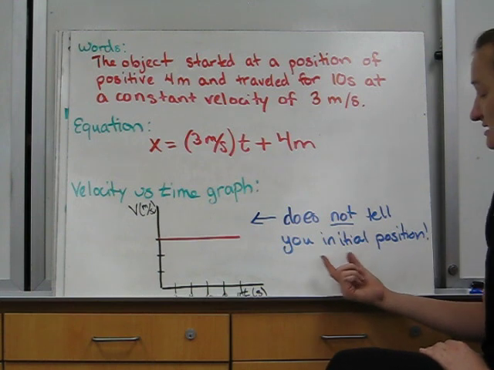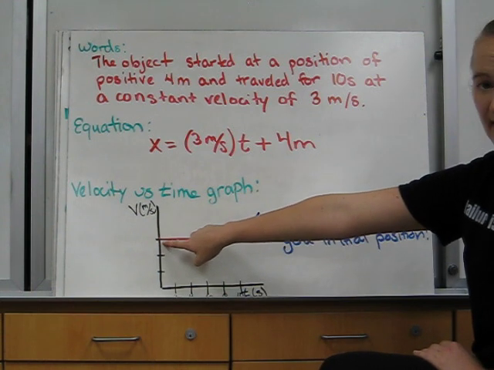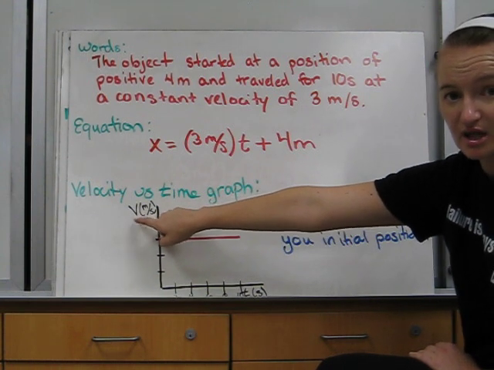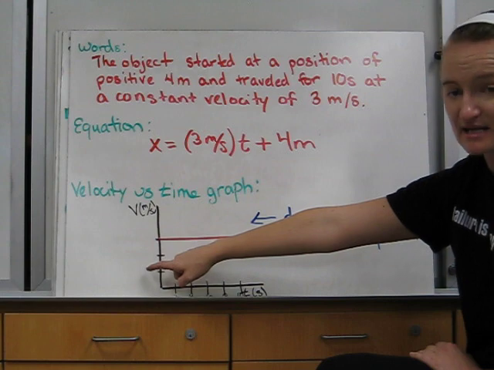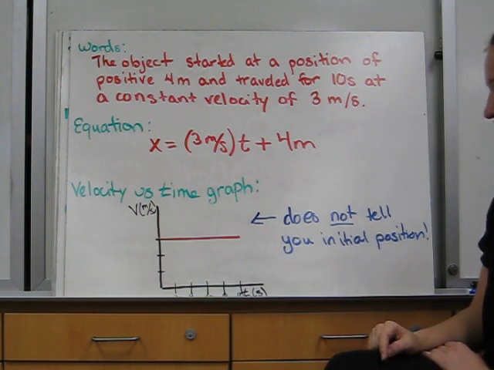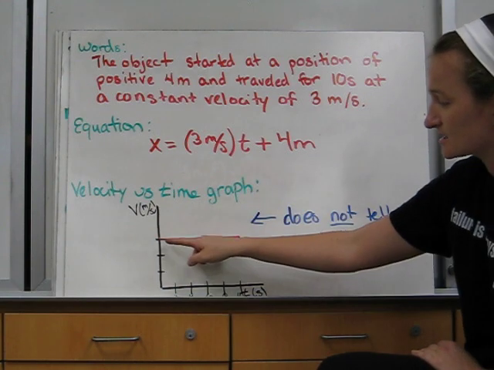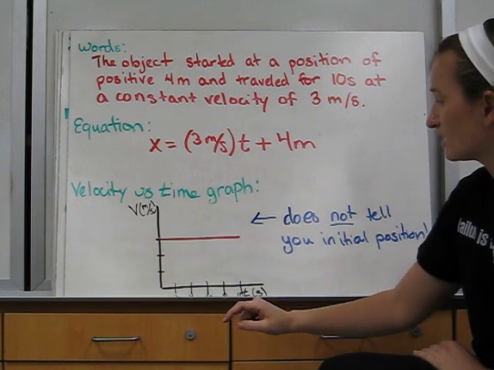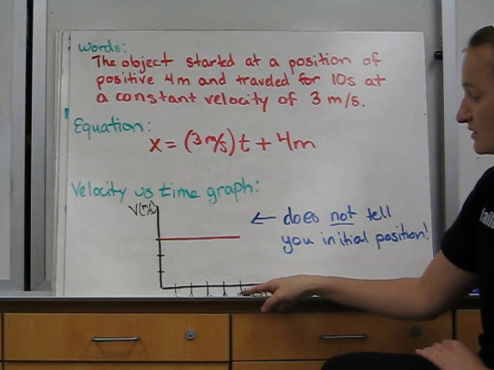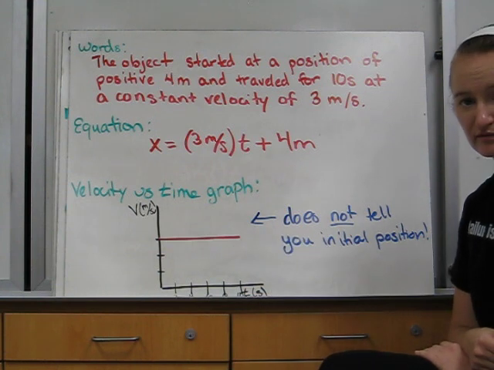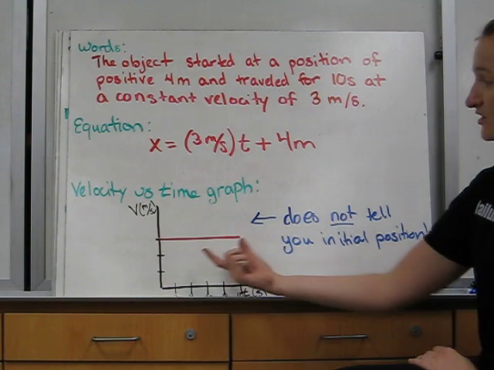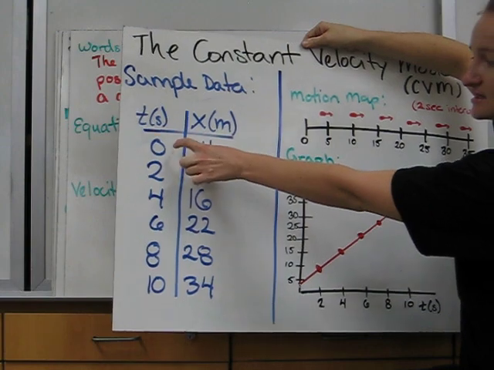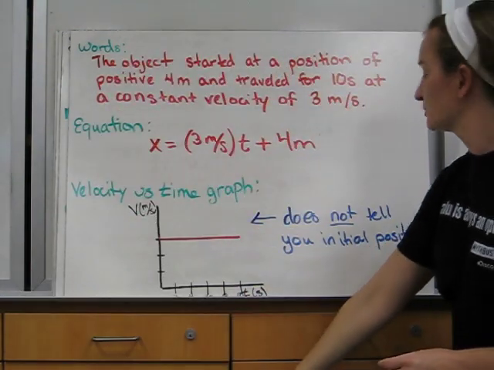Just remember that this doesn't tell you the initial position. That y-intercept is no longer the initial position, it's the initial velocity, because this is now a velocity axis, not a position axis. But this same thing tells you that at time t equals 0, you started with a velocity of 3 meters per second, and at time of 10 seconds, you ended with a velocity of 3 meters per second. This graph cannot completely describe this data set because it doesn't tell you your initial position.